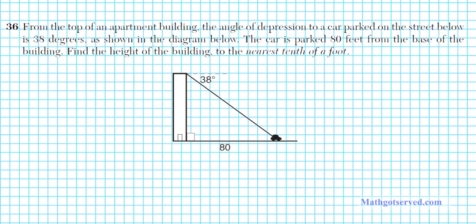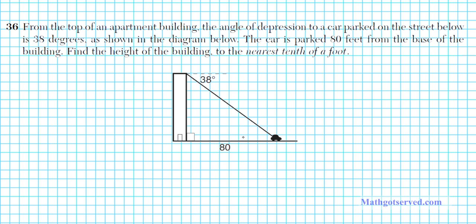All right, for 36, this is an application of right triangle trigonometry. So let's go ahead and take a look at the question. It says, from the top of an apartment building, the angle of depression to a car parked on the street below is 38 degrees, as shown in the diagram below. The car is parked 80 feet from the base of the building. Find the height of the building to the nearest tenth of a foot.